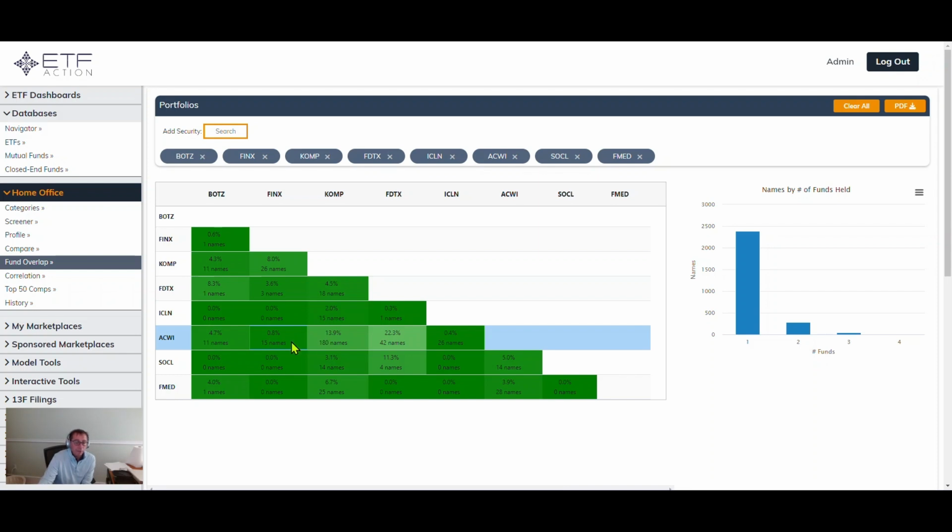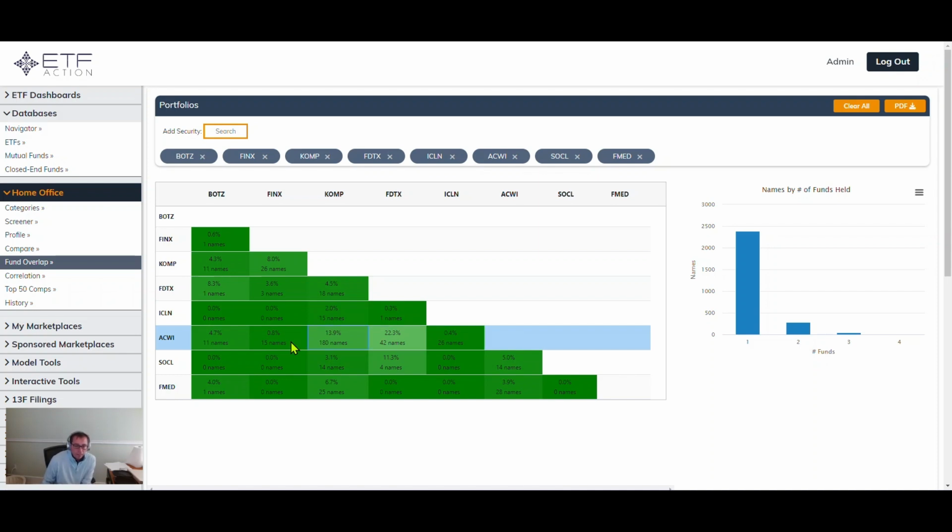FINX, a few extra names, so 15 names, but even lower exposure, meaning that since ACWI is a market capitalization index, the 15 names that FINX does have in common with ACWI are much smaller names, right? So they have a lower weighting in ACWI, and that's why it adds up to a smaller overlap. Comp, as you'd expect, a much broader index, does have a lot of overlap in terms of names, so 180 names in common with ACWI, but still a pretty small overlap at 13.9%, especially considering Comp is designed to be a representation of the majority of the thematic ETFs that are out there.